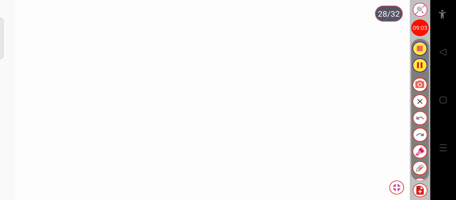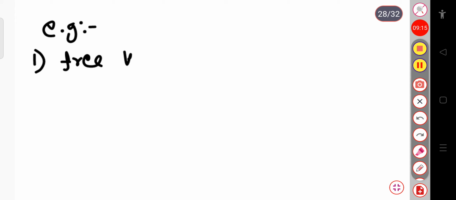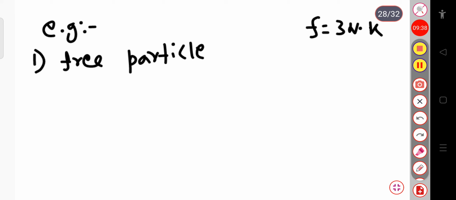Just try to write with me some more examples. Suppose we consider a free particle. Pause the video and try to answer: for a free particle, what is the degrees of freedom? Up to this much you know: in a three-dimensional system, the degrees of freedom is f equal to 3n minus k, for a two-dimensional system f equal to 2n minus k, and for a one-dimensional system f equal to n minus k.